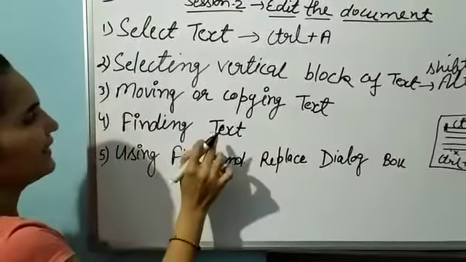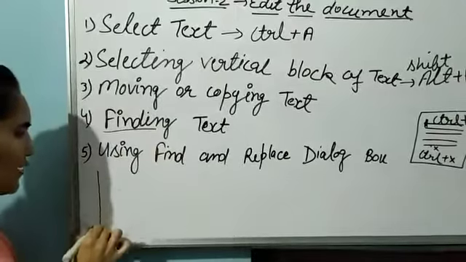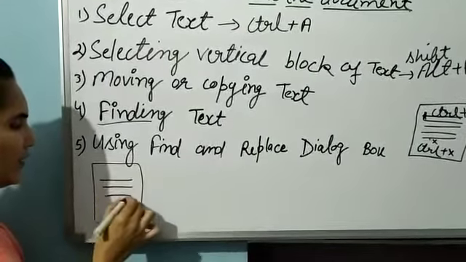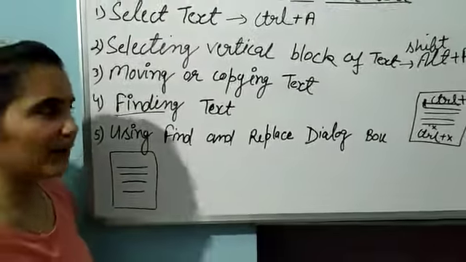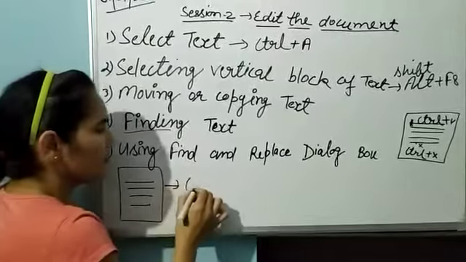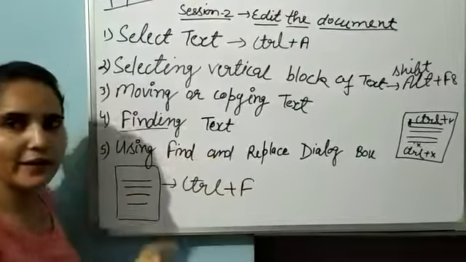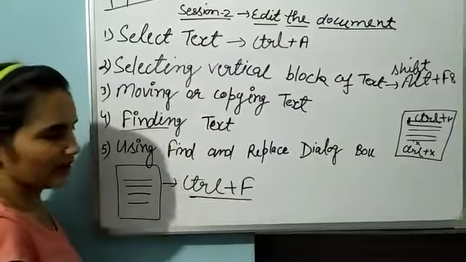Next is finding text. Finding text means suppose we have a document, and in that document we want to find out any word. Then how can we find it? With the help of Control plus F. We use the Control plus F key for finding the text.